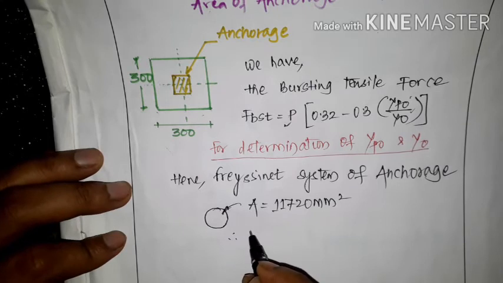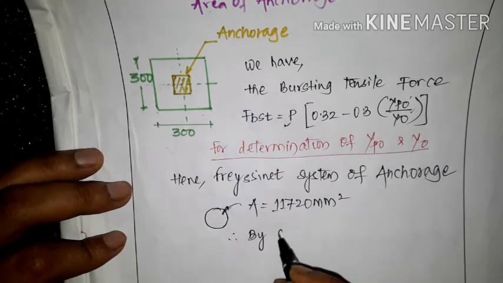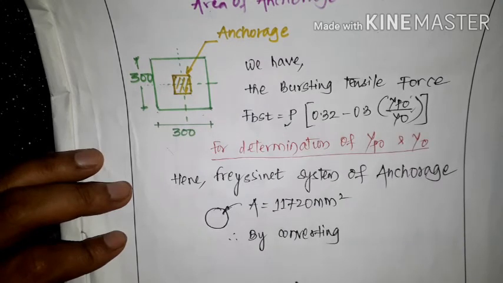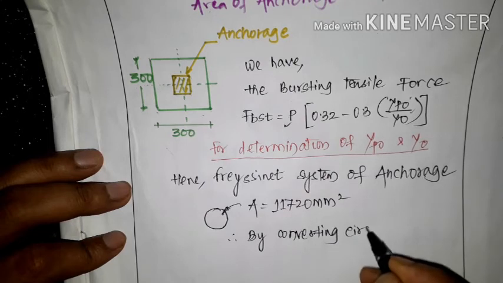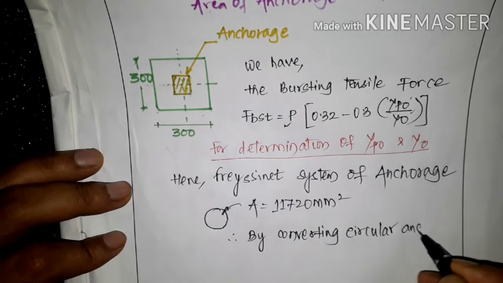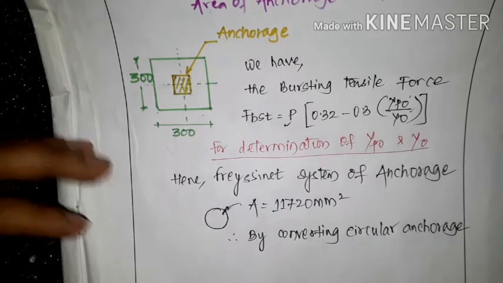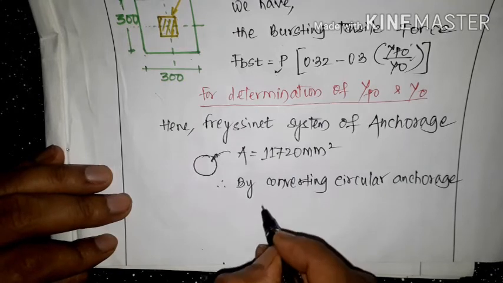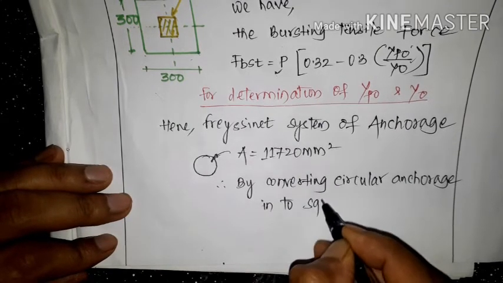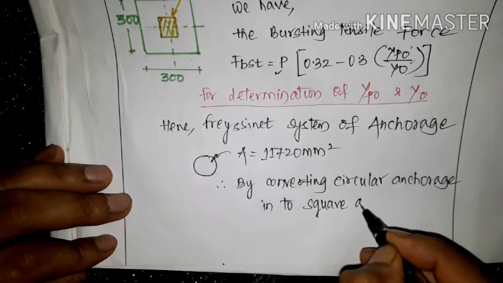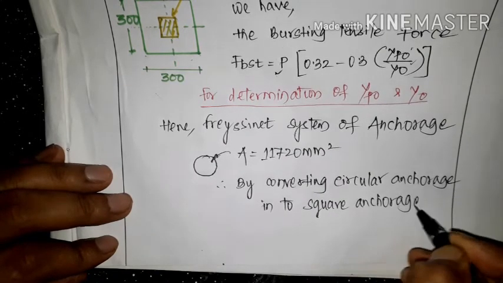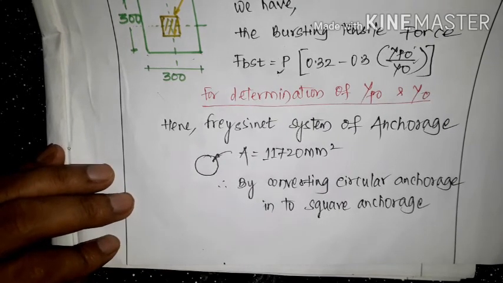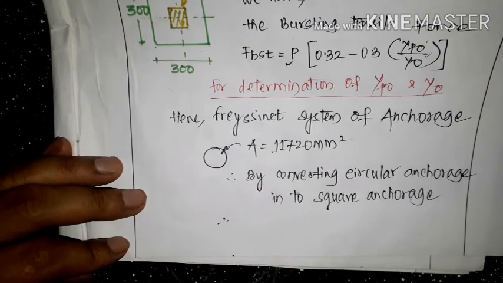Therefore, by converting the circular anchorage into a square anchorage. We'll assume it is a circular anchorage because nothing else is mentioned, only the area is mentioned. So how can we convert?